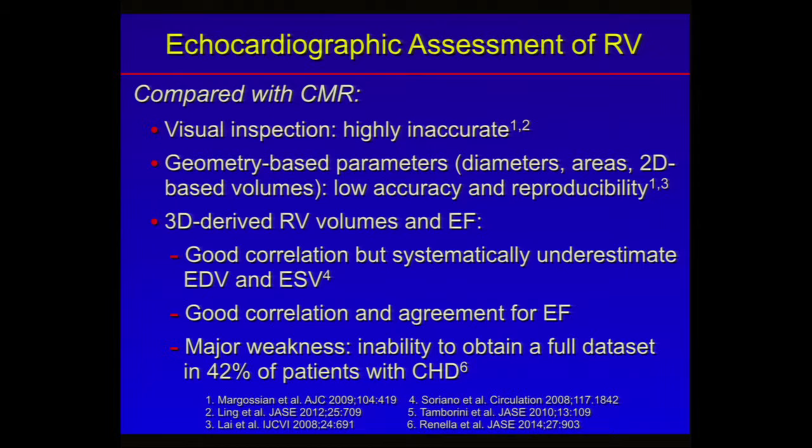3D-derived RV volumes and ejection fractions actually correlate quite well with MRI. There's slight underestimation of end-diastolic and end-systolic volume, but if you follow the same patient longitudinally, that 3D assessment of RV size and function can be helpful. But its major weakness is its inability to obtain a full data set in about 42% of patients with congenital heart disease, and this mostly relates to the older patients. Once you get to young adulthood and adults, the ability to visualize the entire right ventricle by 3D echo is actually not as good as we would like it to be.